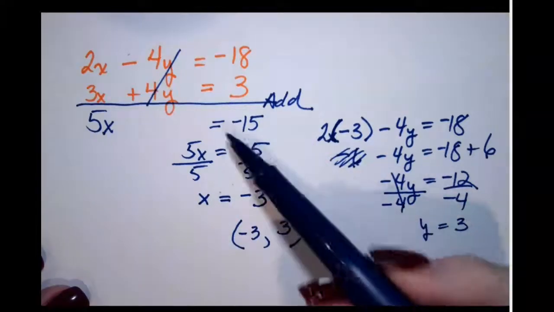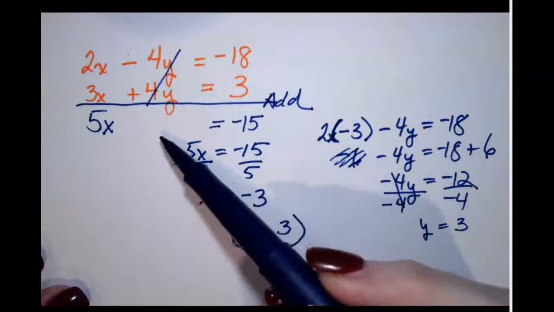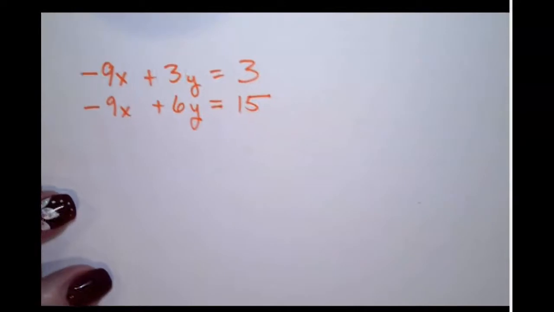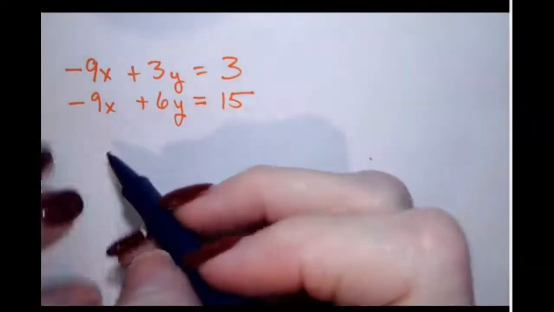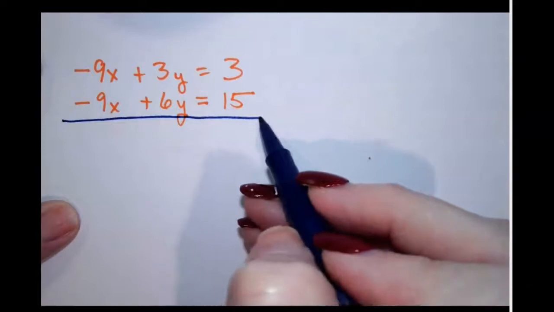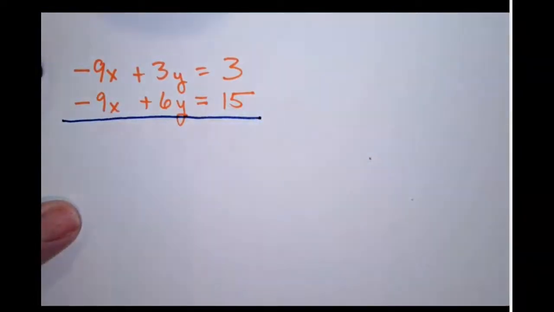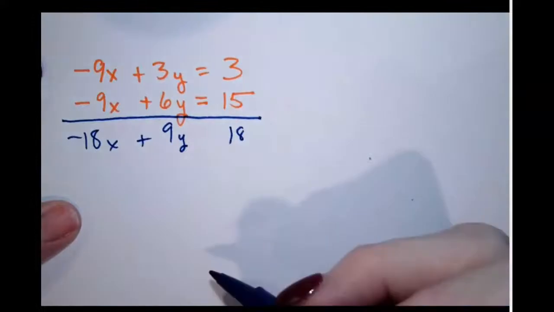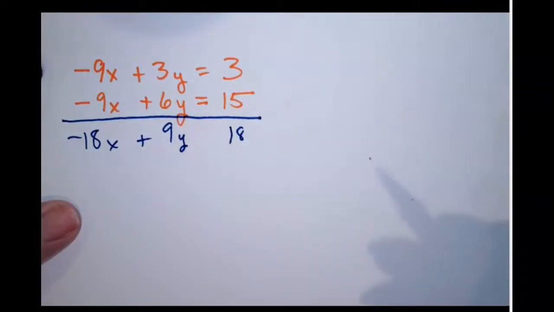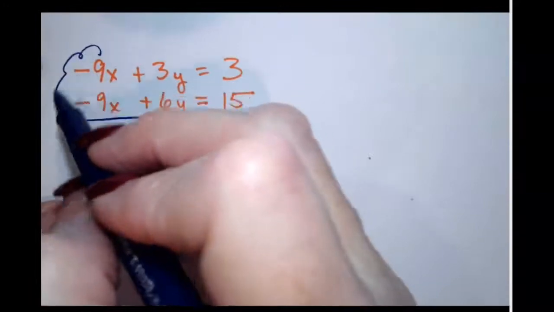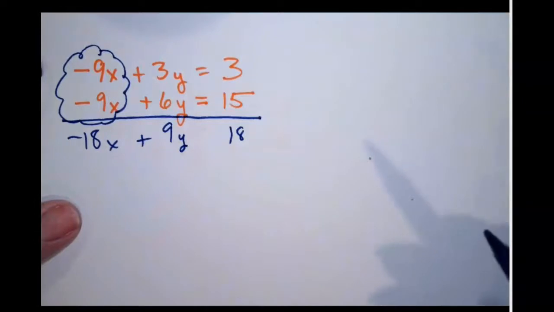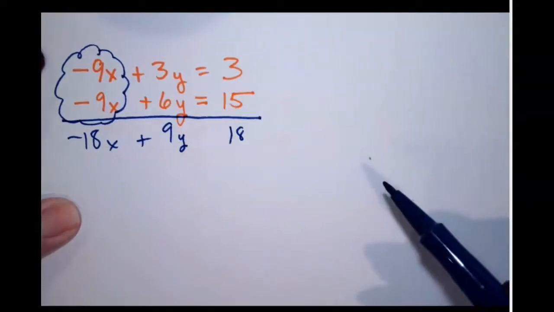Okay. But I'm going to check this first before I go too much further. Now let's look at this next one. When I add them together, nothing cancels. This would be 18, this would be 9y, this would be negative 18x. Nothing cancels. So this won't work. But I do have this thing over here. What if one of them was negative? Then it would be easy to do this, wouldn't it?